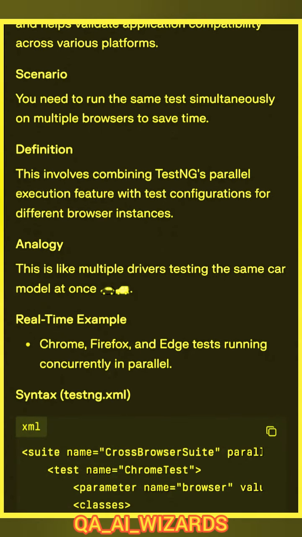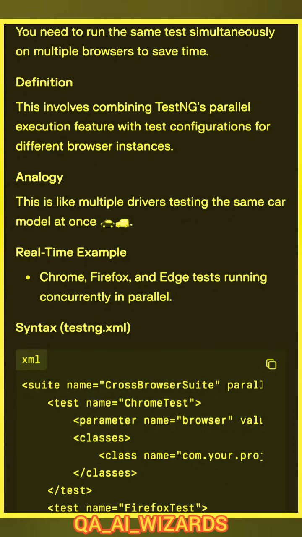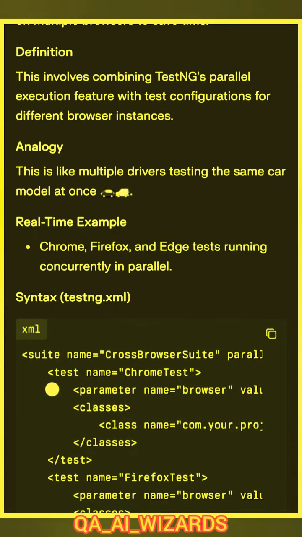So consider a scenario: you need to run the same test simultaneously on multiple browsers to save time. This involves combining TestNG's parallel execution feature with the test configuration for different browser instances. An analogy is multiple drivers testing the same car model at once. A real-time example is Chrome, Firefox, and Edge tests running concurrently in parallel.